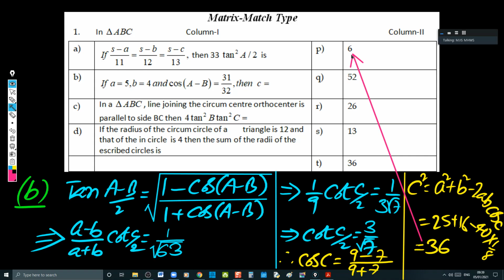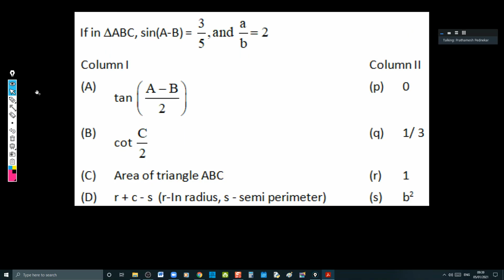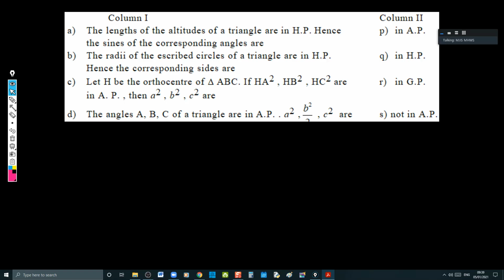Please take a screenshot of it and try these C and D problems. Take the screenshot, all of you. Let me show you some more problems. Take the screenshot and work out. Take this one, please. This you can do easily. Did it? Respond so that I can move to the next question. Yes, sir. And this one also. You can do this also very easily.